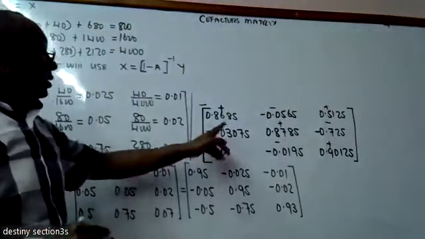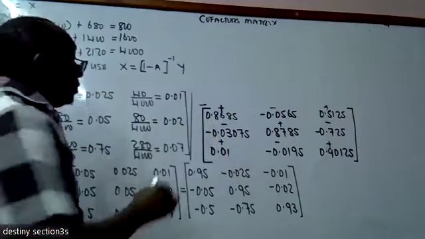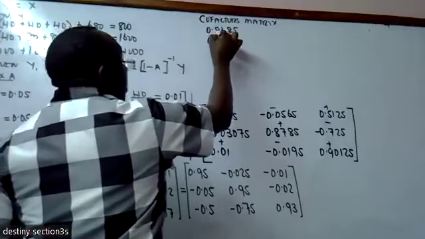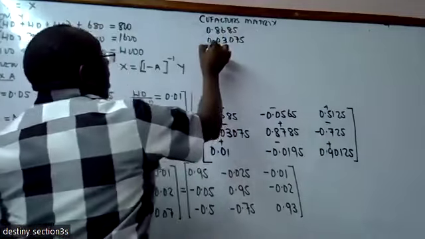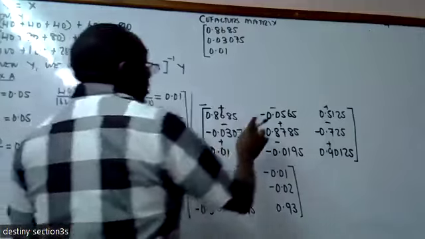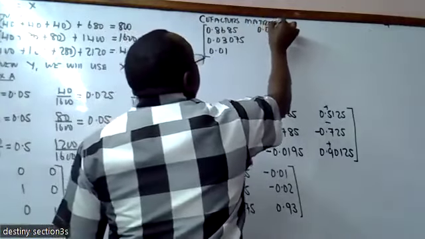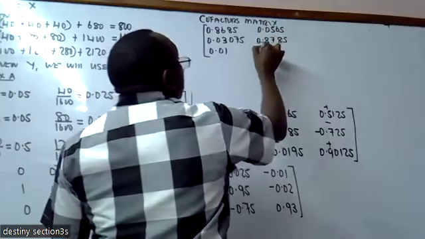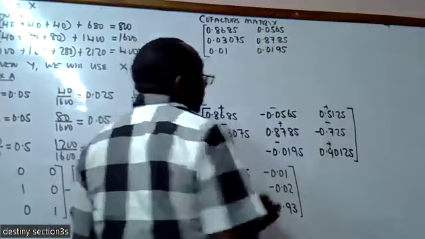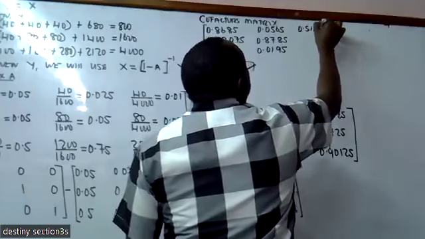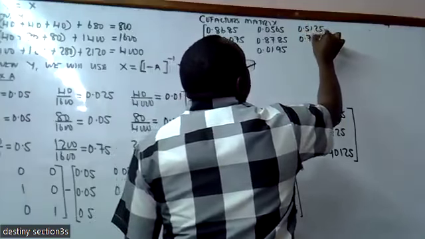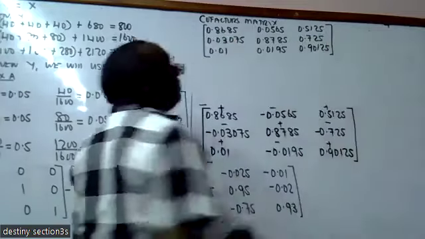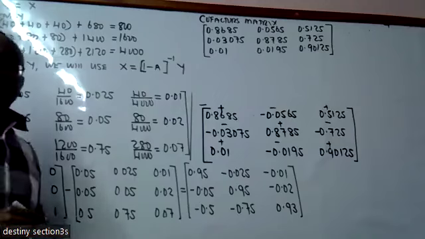So the cofactors matrix, it is these signs multiplied by the existing signs here. So this one becomes 0.8685. This one becomes positive. So it is 0.03075 and 0.01. Then this is 0.0565, 0.8785, 0.0195, 0.5125, 0.725, 0.90125. That is the cofactors matrix when you sign it.